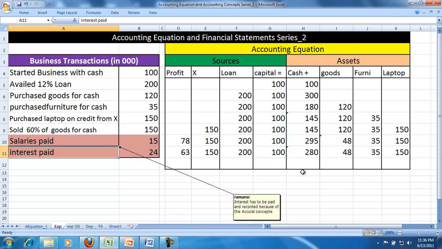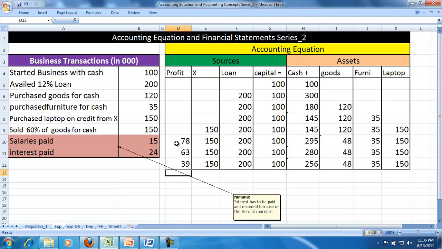As a result, my cash will come down by 24. No change in goods, no change in furniture, no change in laptop, no change in creditors, but my profit will come down by 24.